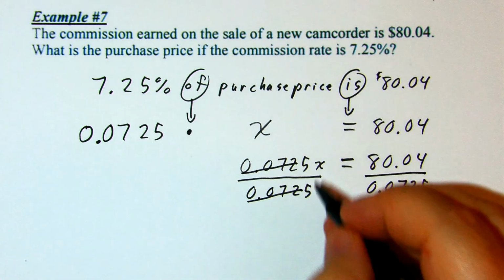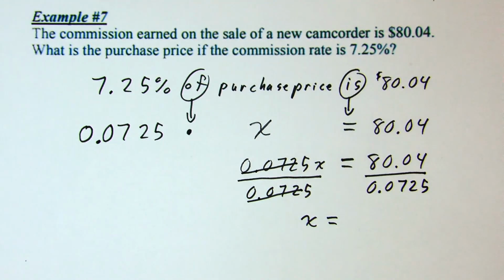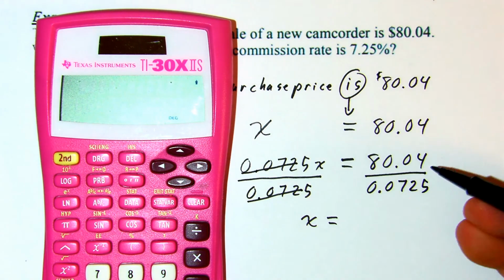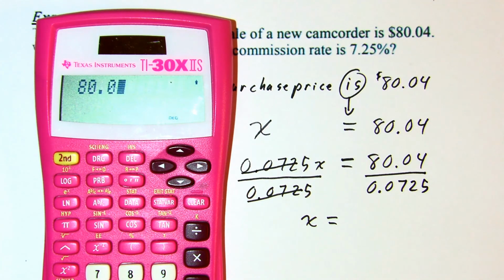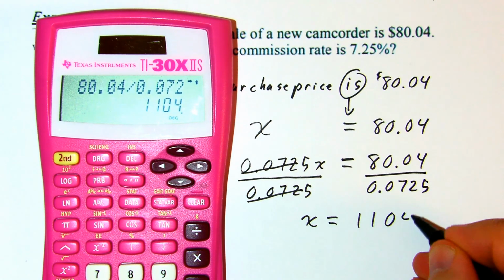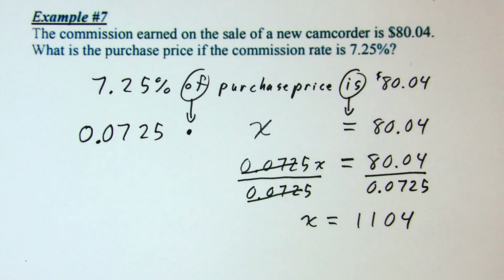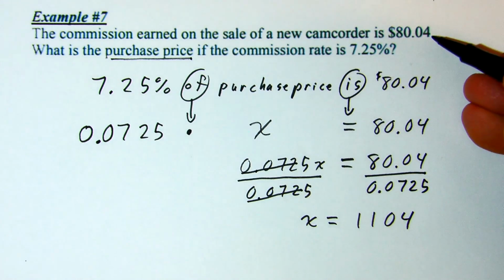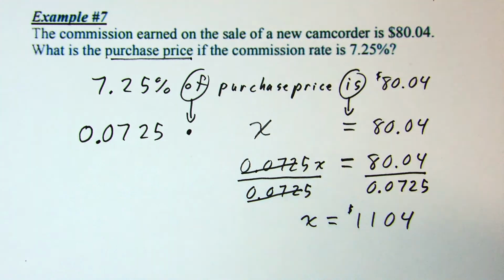Those cancel, giving us just the x equals. And our calculator can help us with the rest. Top divided by the bottom. And that gives us 1104. We have to look back, and within the context of the question, what does that tell us? And it tells us that that is the purchase price that created that commission. And so that's a dollar sign, and that's our final answer.